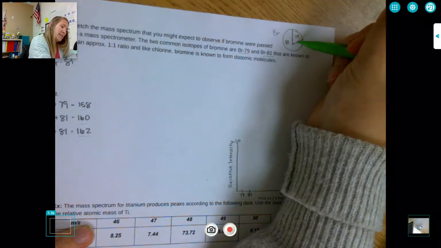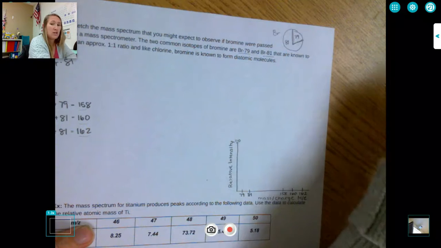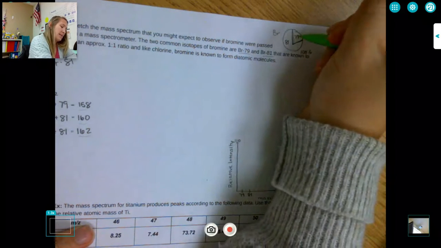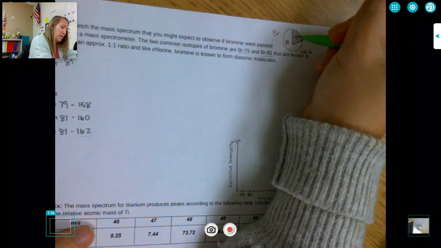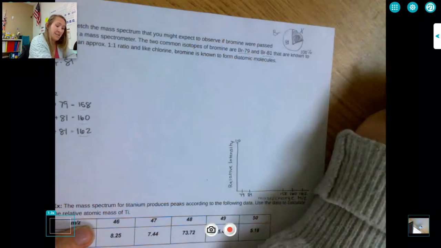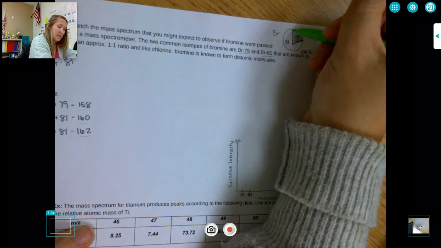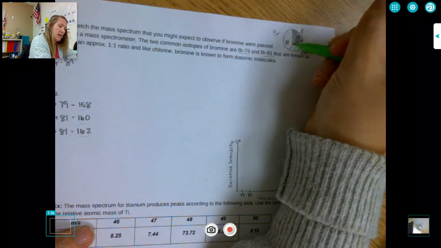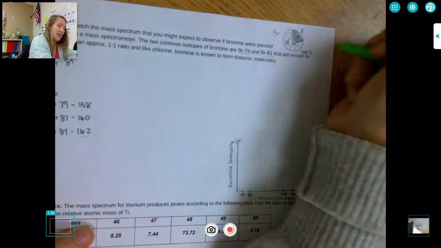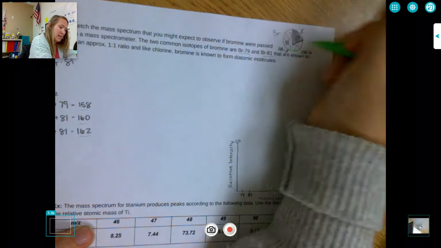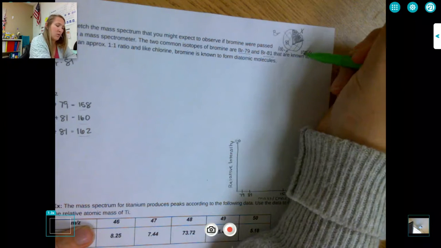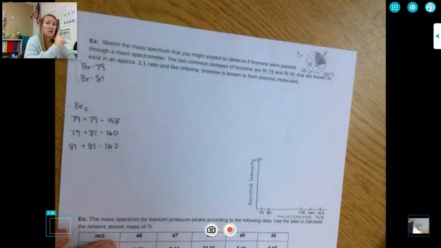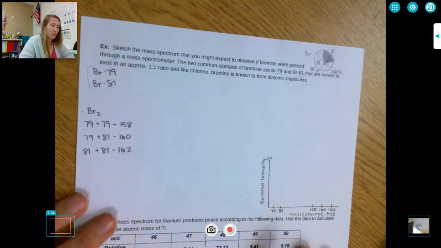If I don't know the exact percents of each, I do know that this is out of 100%. If we say this chunk is some amount X, that means this white area that I'm shading in is 100 minus X, because it's the rest of the pie, a total of 100%, minus the chunk that I colored in.